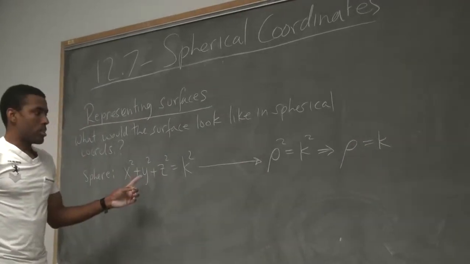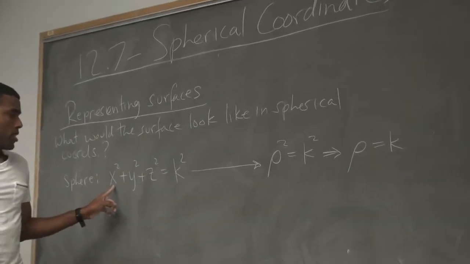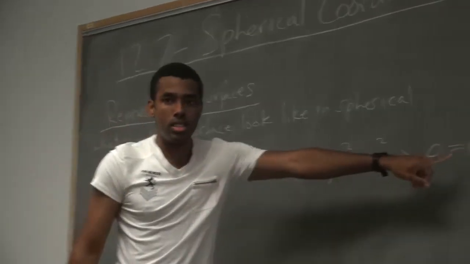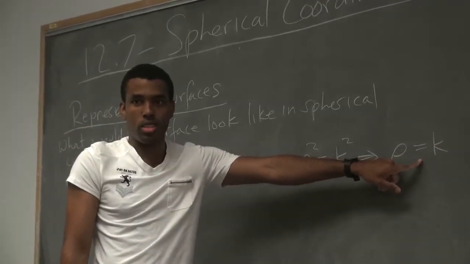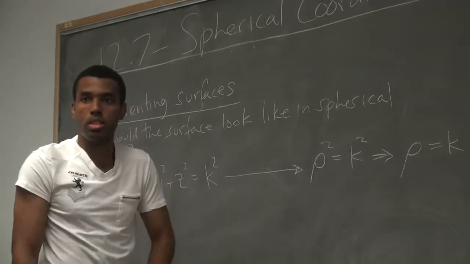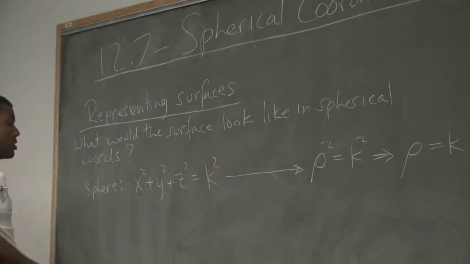So a sphere, which is a function of the sum of three squared variables, is just a constant as far as spherical coordinates is concerned, right? So anytime you're on a sphere, you just think of it as rho equals a constant. That's its equation, right?